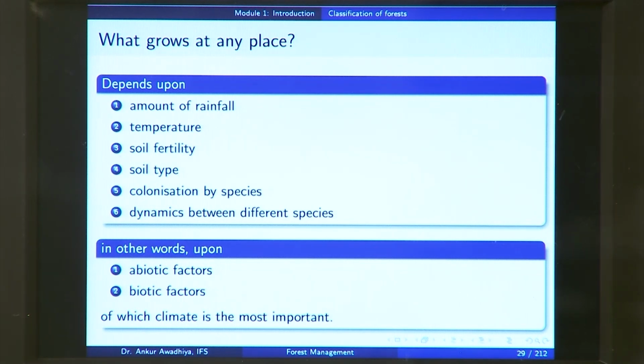Now, different plants require different amounts of water. If we look at a mangrove species, that will require a much greater amount of water than say a cactus species. So, the amount of water will determine whether you have a mangrove in an area or whether you will have a cactus in an area. It also depends on soil, it also depends on the temperature of that place.